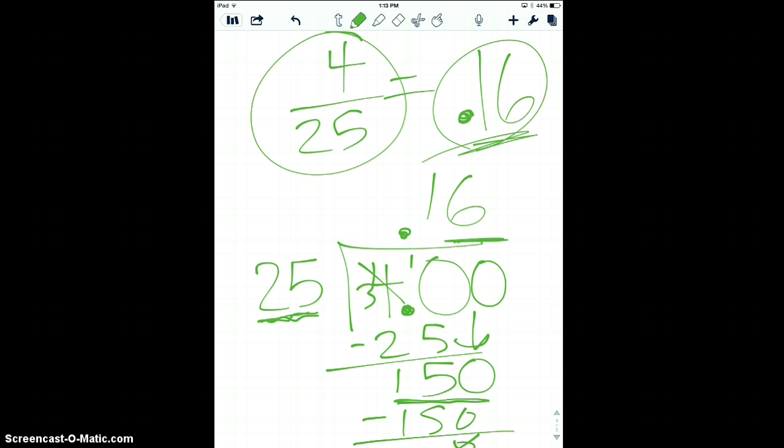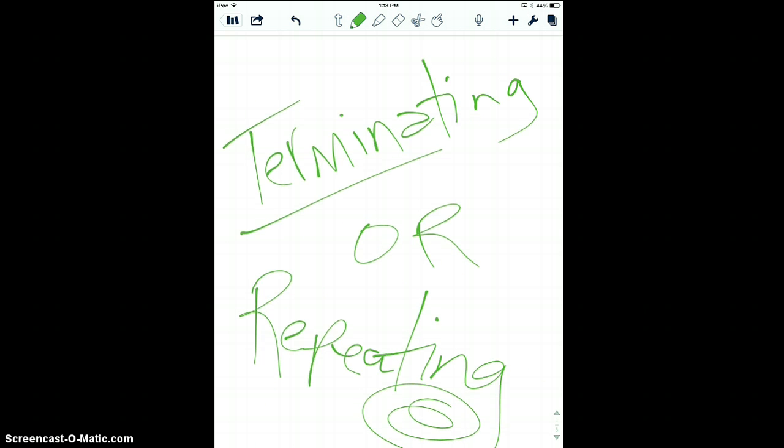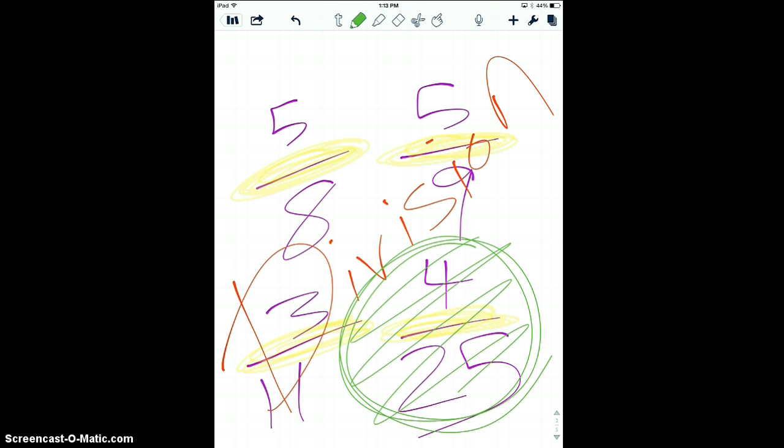So what do you think? Terminating or repeating? That one is terminating because it stopped and it didn't keep repeating. So it terminated. So we got 4/25. Alright, let's look back. We got that one done.